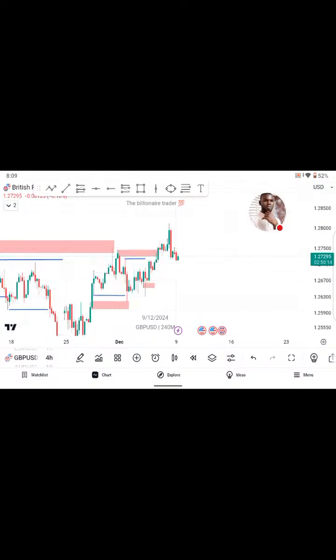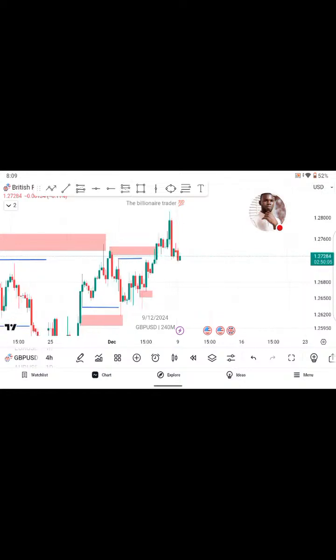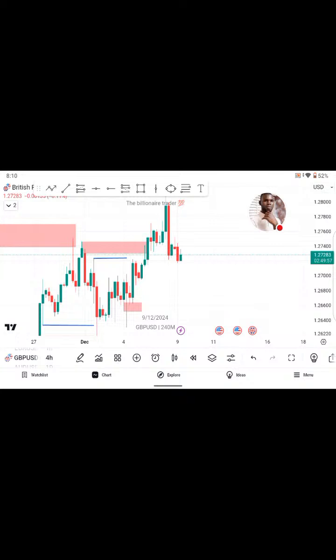So on 1 hour time frame, I was expecting price to actually react to this zone as well, but it was also invalidated. So right now, what do we have on the chart? We have series of SRC, but I'm not really cool with this.